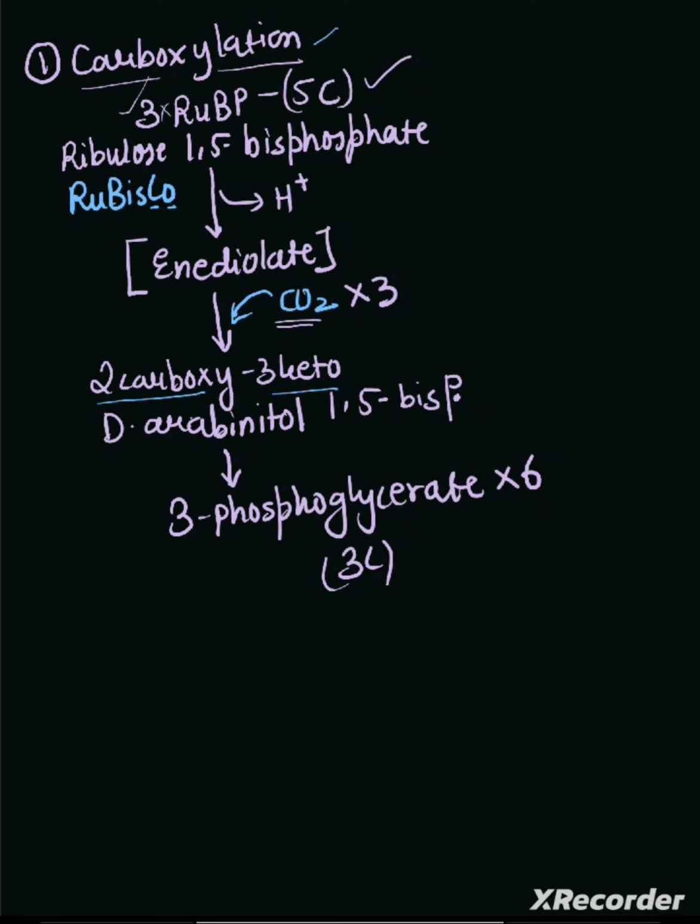This you will understand slowly, even if you are not understanding this at this point. Just remember that we are starting with the 3 molecules of RuBP. Rubisco is the enzyme showing the activities here. It will show the carboxylase activity.